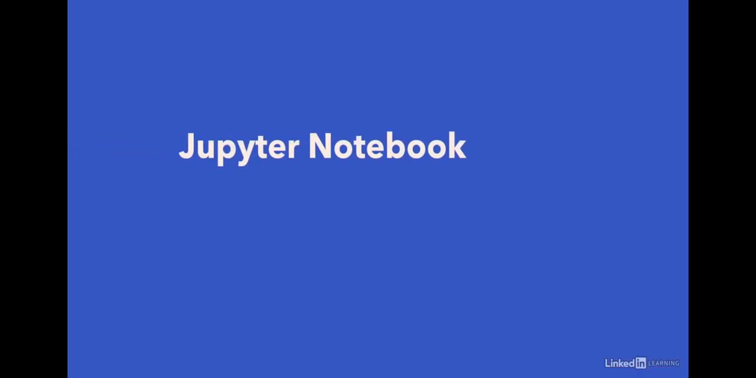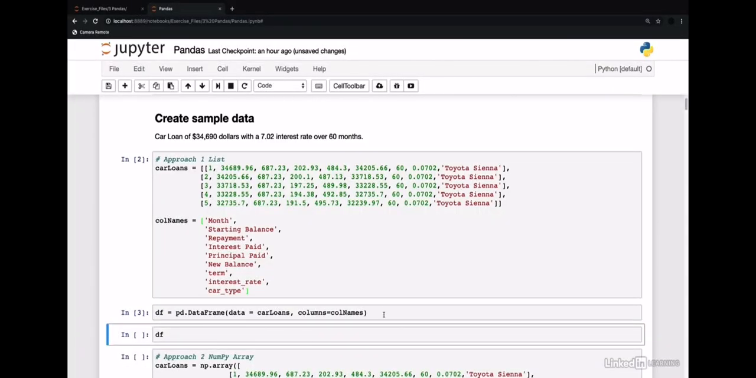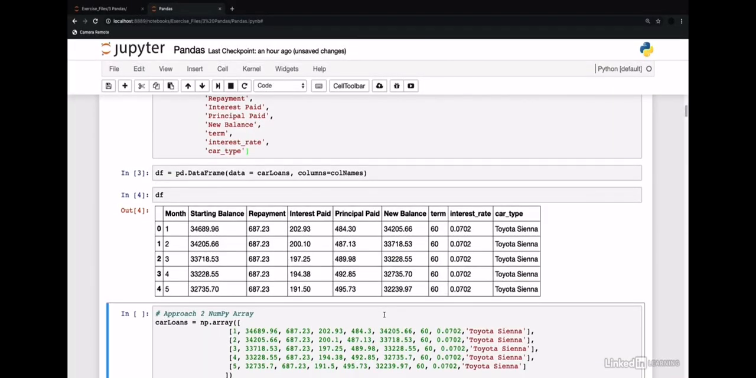So what about Jupyter? Jupyter Notebooks contain both code and rich text elements, such as visualizations, links, and equations. So right here is a Jupyter Notebook in action, and you'll see a lot of that throughout this course. So I want to quickly tell you about NumPy and Pandas.